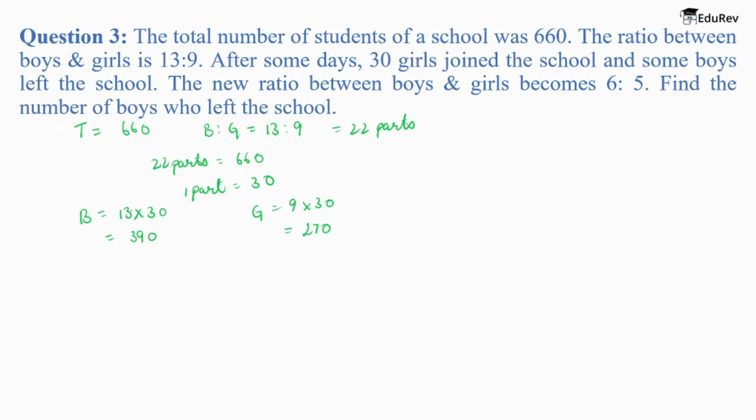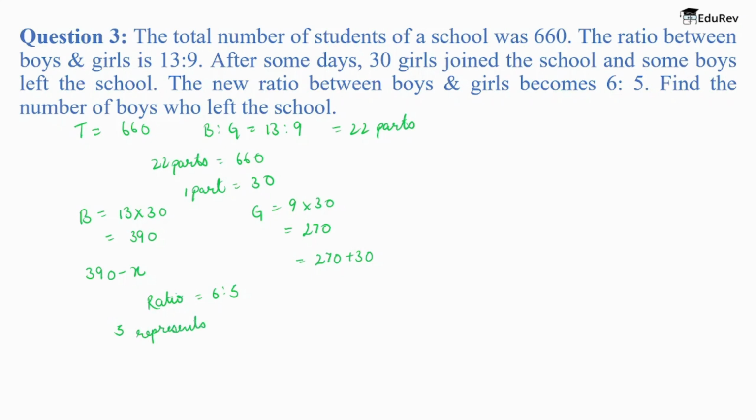270. Now they say that after some days 30 girls joined the school and some boys left the school. So let's say the boys who left is equal to x. So it becomes 390 minus x, x boys have left the school, and girls is 270 plus 30 as new 30 girls joined the school. So the ratio is 6:5, right?